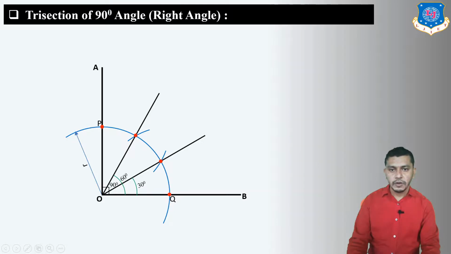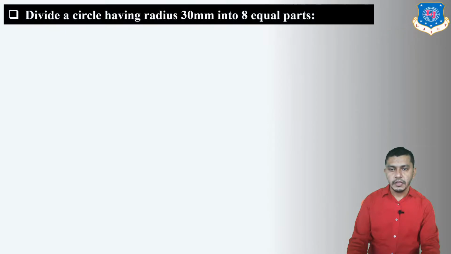Now let us move on to the next geometric construction. It is given: divide a circle having radius equal to 30 mm into 8 equal parts. Right now the radius of the circle is 30 mm and we have to divide the circle into 8 equal parts. First of all, draw a circle having radius equal to 30 mm by taking center at O.